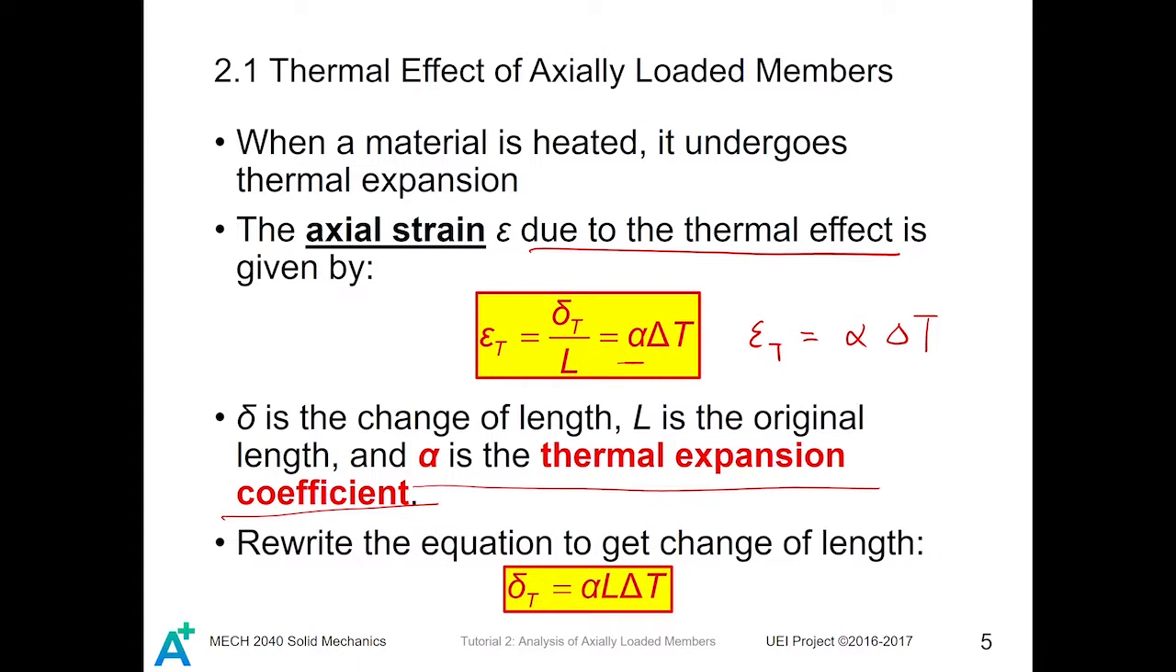And significantly, after you have this coefficient, you multiply it by the temperature change. Then its unit will become 1, which is the dimensionless form. At the same time, we rewrite the right hand side of this equality. Then we can find the thermal deformation, which is the axial deformation caused by the change of temperature. It is given by the thermal expansion coefficient times its original length times its change of temperature.